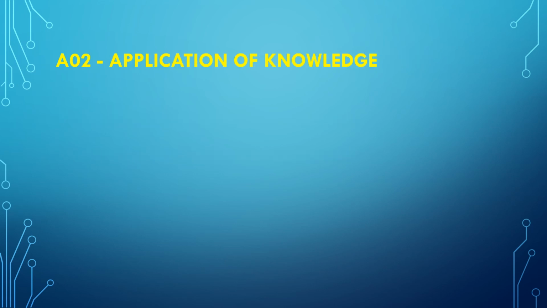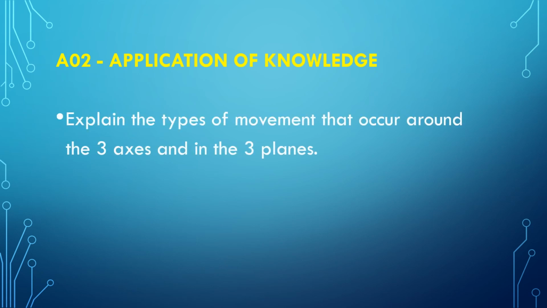Okay, next paragraph would be AO2. This is where you apply your knowledge specifically to the question. So you need to explain the types of movement that occur around those 3 axes and in the 3 planes. Now remember we're talking specifically here about gymnastics. The question asks you specifically for those types of movements in gymnastics. So we have covered those examples on the previous slides. Tell me what types of movement occur along the 3 planes and around the 3 axes. That is going to cover your AO2.